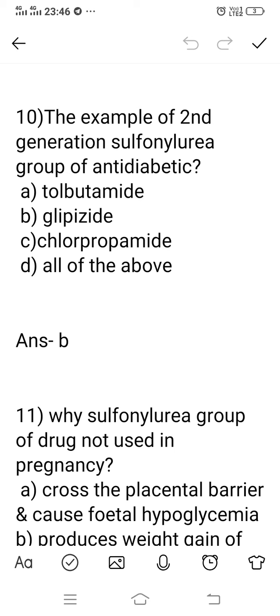Actually, option number A, tolbutamide, belongs to the first generation of sulfonylurea antidiabetics. Option number B, glipizide, belongs to the second generation sulfonylurea group of antidiabetics. Option number C, chlorpropamide, belongs to the first generation group of antidiabetic drugs. So the right answer is option number B, glipizide.